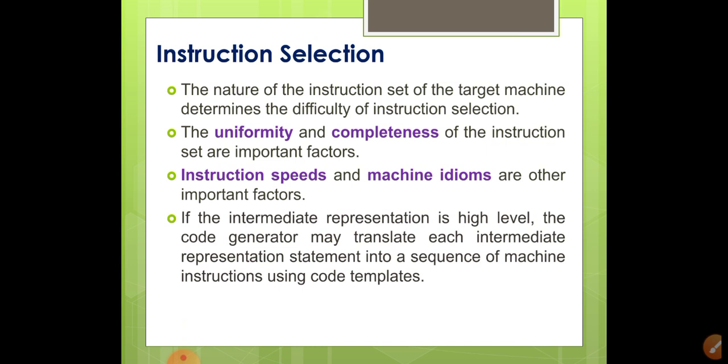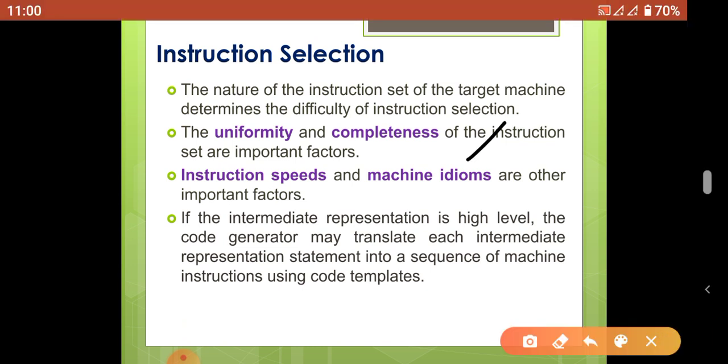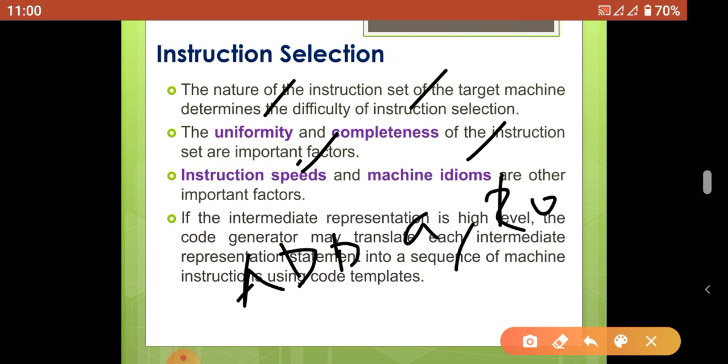In this topic, there are many factors that affect the selection of instructions: uniformity, completeness, instruction speed, and machine idioms. These are very important factors when we select instructions from the instruction set. Uniformity and completeness means, suppose we are going to add some variables. We use ADD a, R0. The meaning of this statement is that the value of a is added to the value present in R0, and the result is also stored in R0.